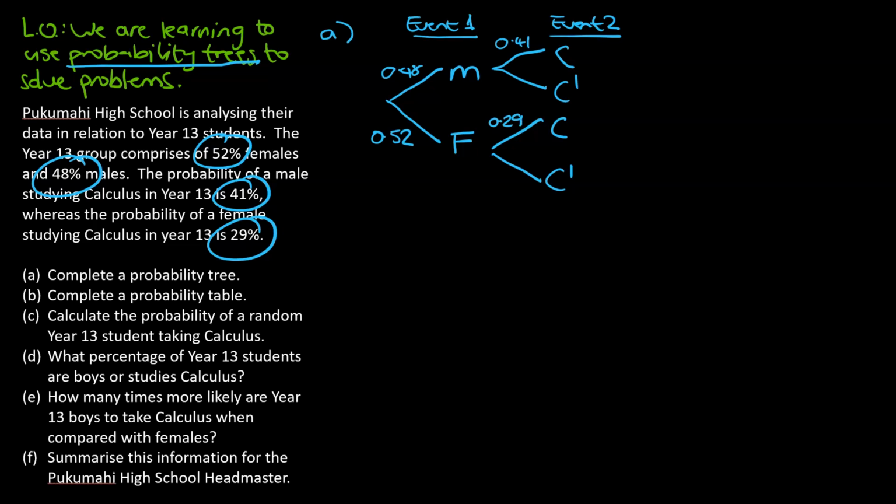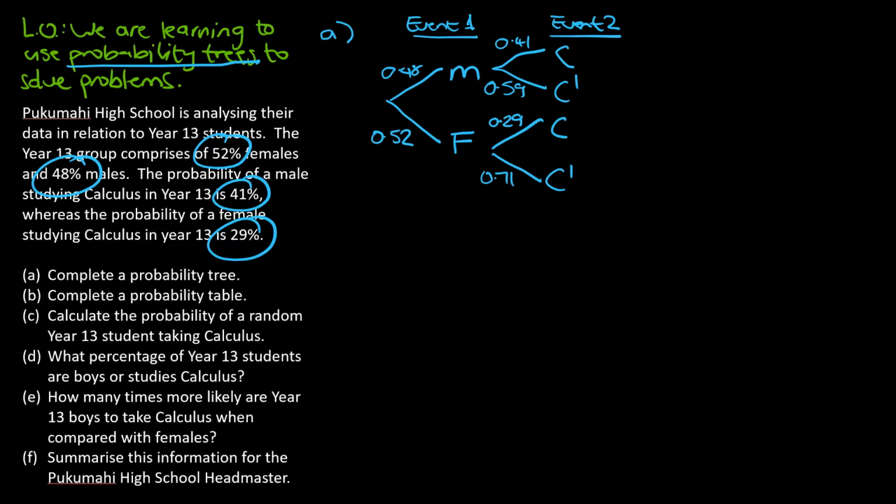The first step we need to do is notice that on the first branch, 0.48 plus 0.52 comes to 1, which means we can use that information to find out what the not calculus numbers are. So 1 minus 0.41 is going to get us to 0.59. And then 1 minus 0.29 is going to be 0.71.